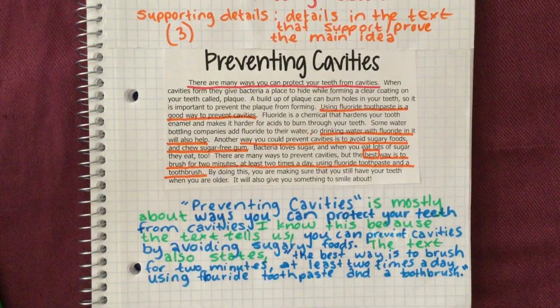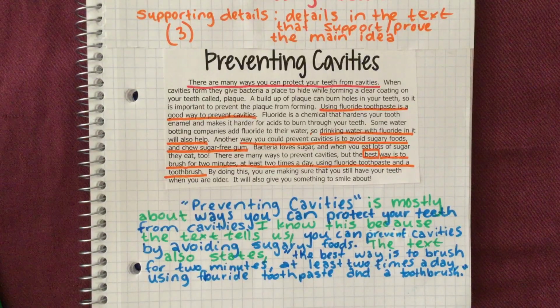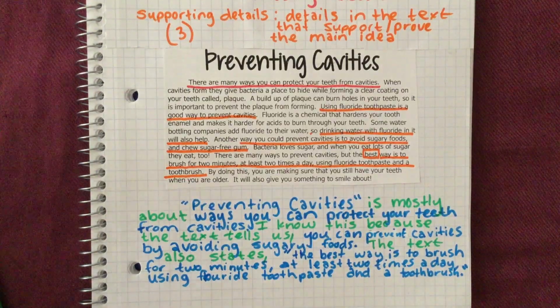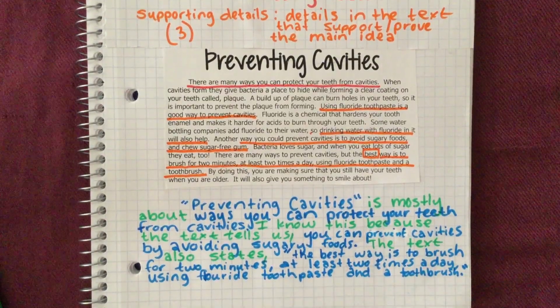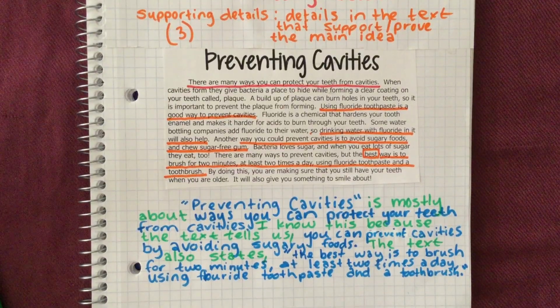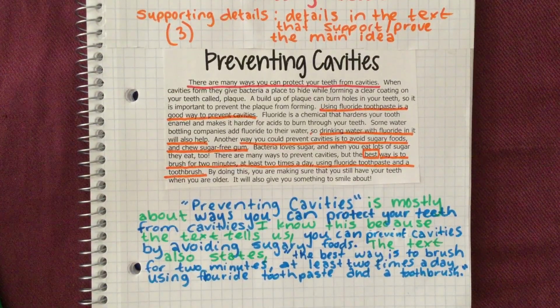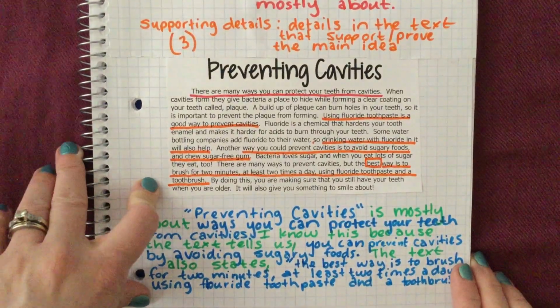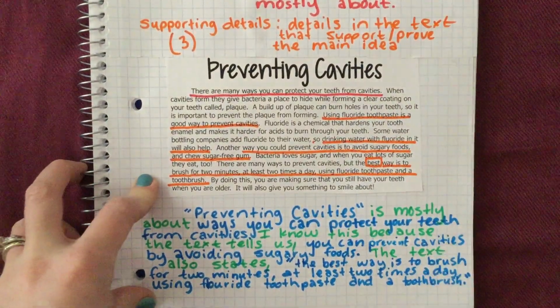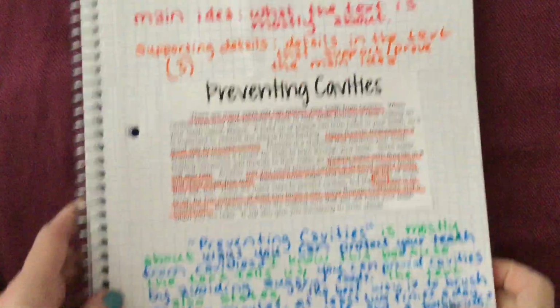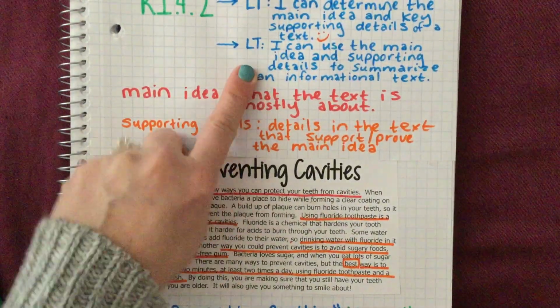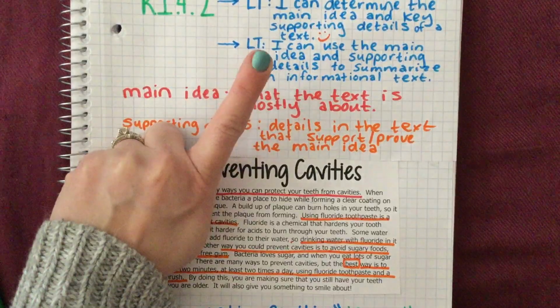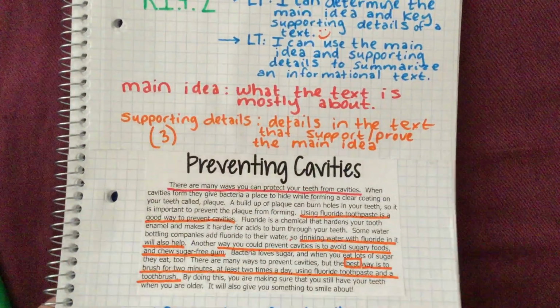Preventing cavities is mostly about ways you can protect your teeth from cavities. I know this because the text tells us you can prevent cavities by avoiding sugary foods. There's one way. The text also states the best way is to brush for 2 minutes at least 2 times a day using fluoride toothpaste and a toothbrush. So, this, my friends, is an example of how you use the main idea and supporting details from a text to summarize the informational text.